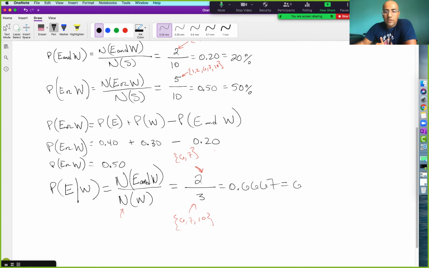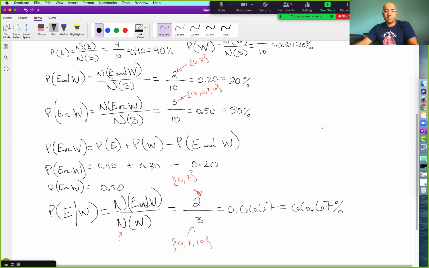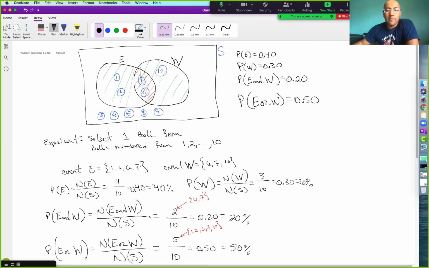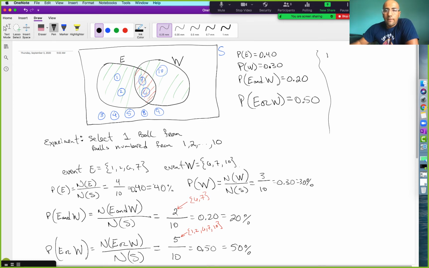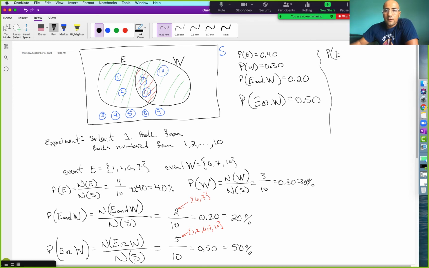Or a 66.67% chance of winning. What just happened? When I originally put my money down, I only had a 40% chance of winning, right? The probability of E occurring, when I put my money down, I had a 40% chance of winning. But now, the probability of E occurring, given that W has occurred, is now equal to 0.6667. It went up.